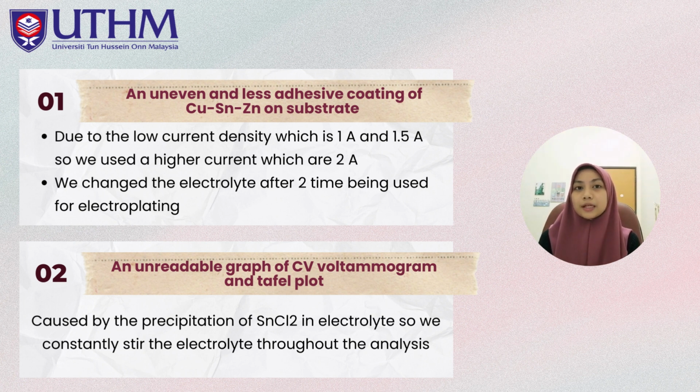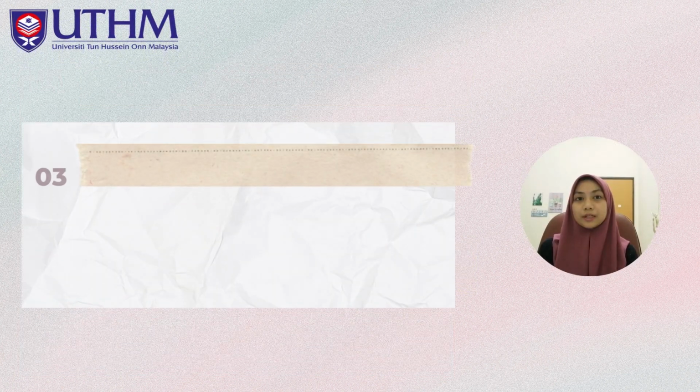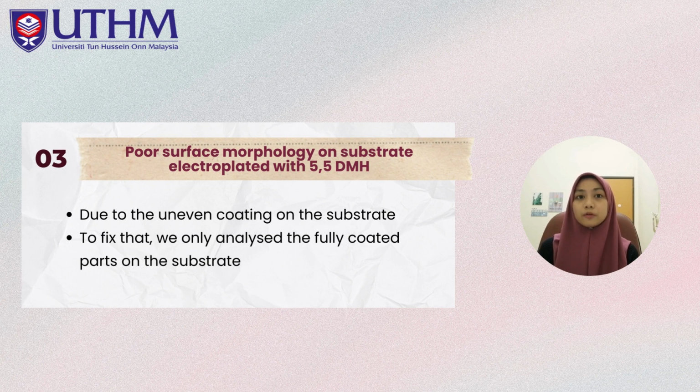The second problem is an unreadable graph of the cyclic voltammogram and Tafel plot, which is caused by the precipitation of tin chloride in the electrolyte. To fix that, we constantly stirred the electrolyte throughout the analysis. Last but not least, we obtained a poor surface morphology of copper-tin-zinc. This might happen due to the uneven coating on the substrate. We have overcome this problem by analyzing only the fully coated parts of the substrate.